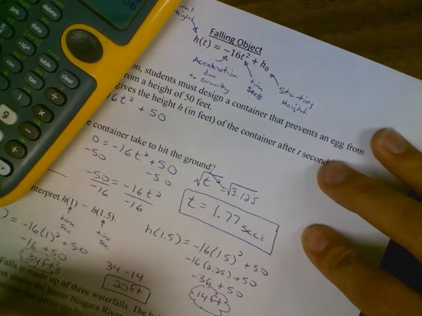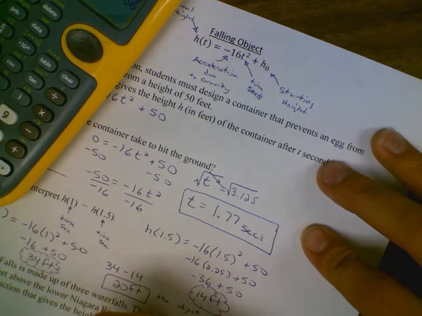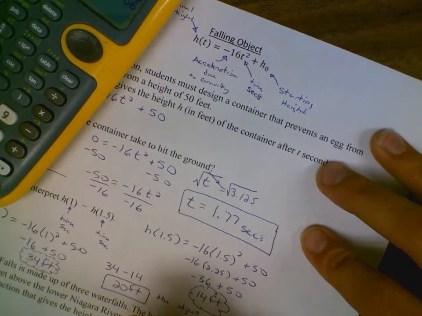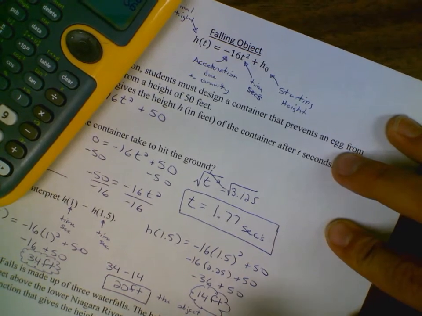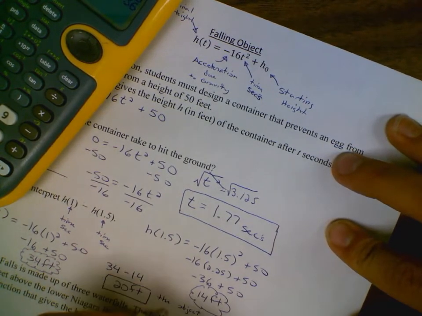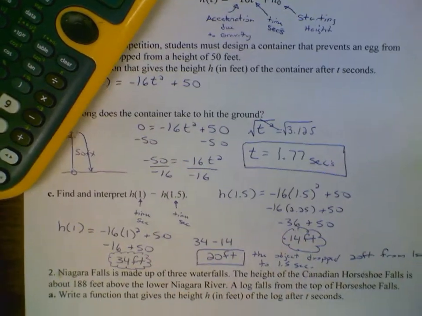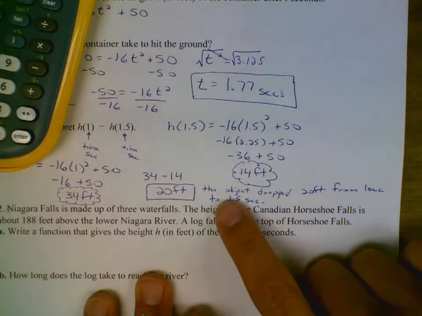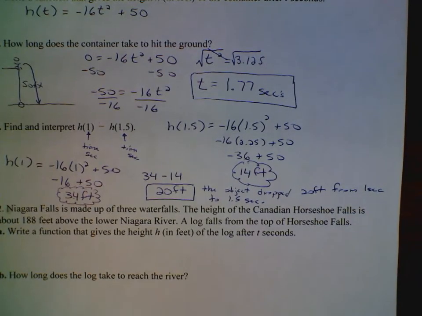So I would write the object dropped 20 feet from 1 second to 1.5 seconds. Okay, so over that half of a second of time, the object dropped another 20 feet is what that's telling us. All right, let's go ahead and look at number 2.